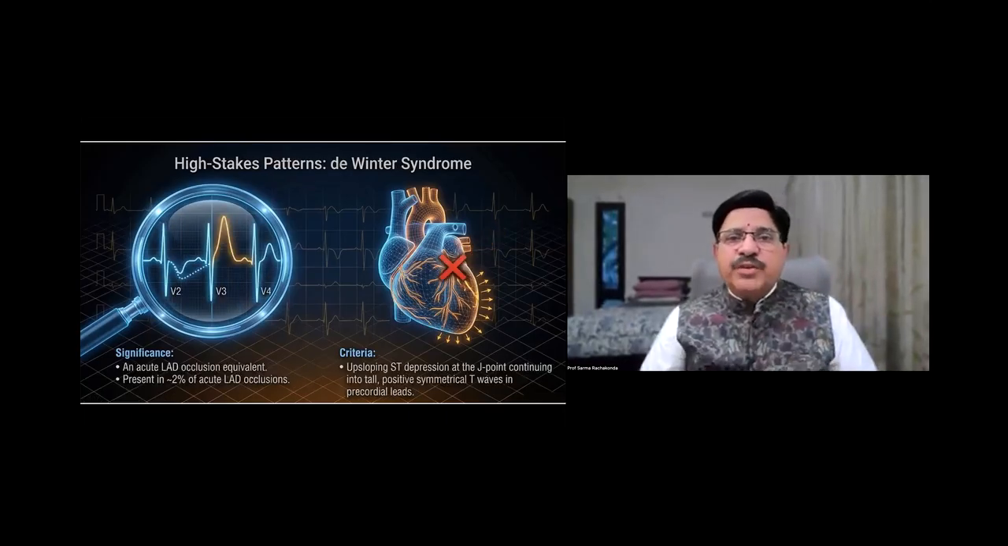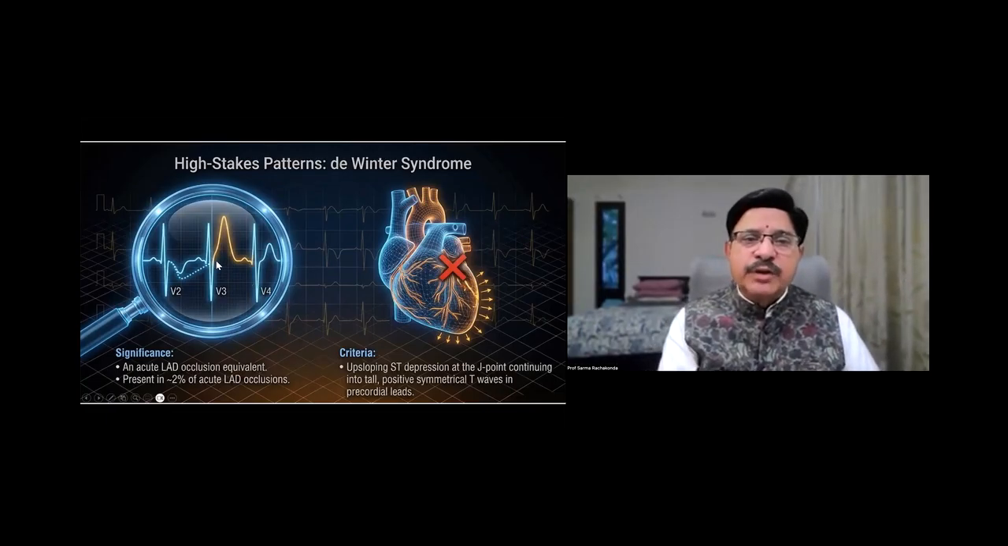Now, De Winter syndrome. What is De Winter syndrome? The converse of that. Here, instead of inversion, we have very peaked T waves, hyperacute T waves, and the base is much wider, unlike the T waves of hyperkalemia. In hyperkalemia also you get T waves like that, but they have a narrow base.